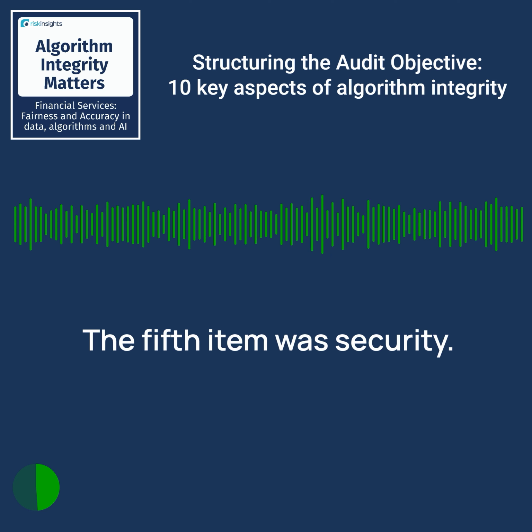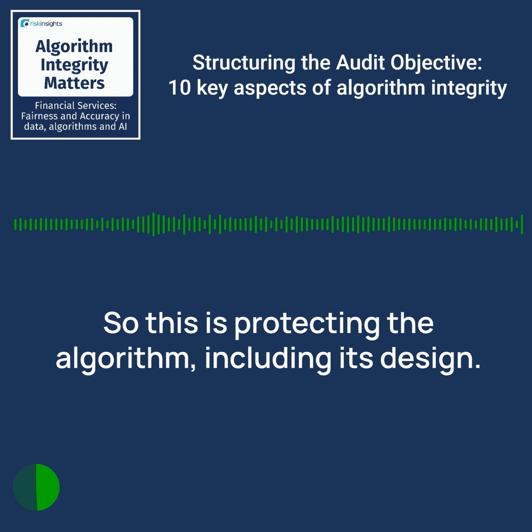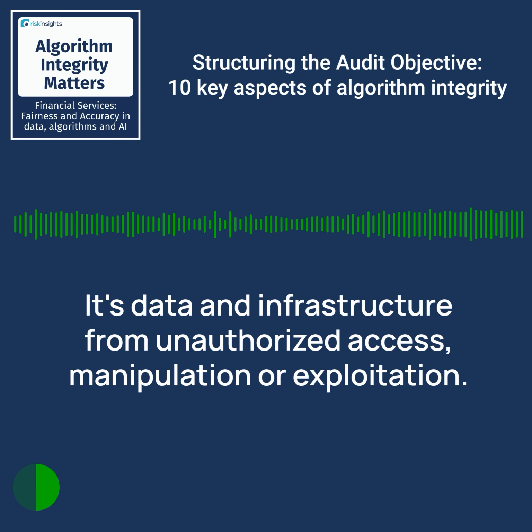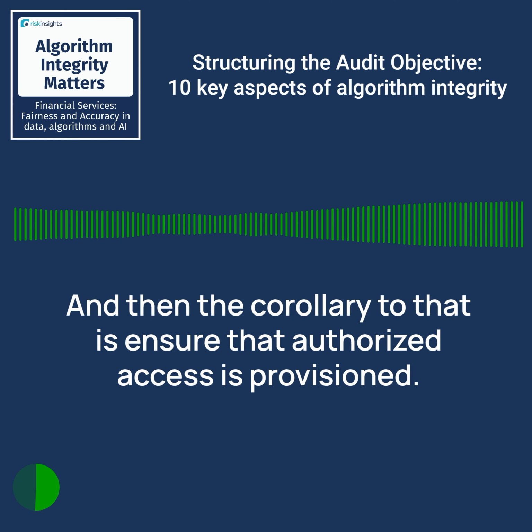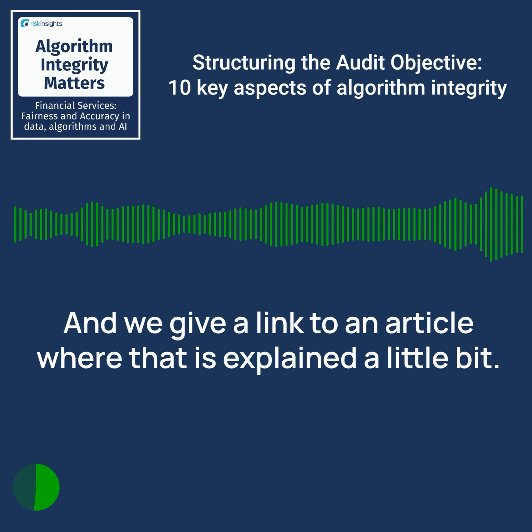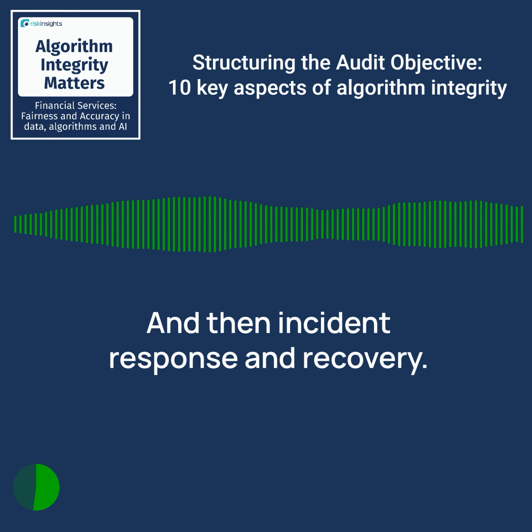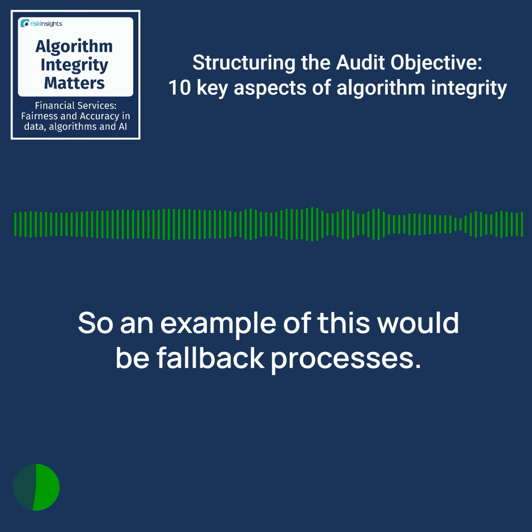The 5th item was security. So this is protecting the algorithm, including its design, its data, and infrastructure from unauthorized access, manipulation, or exploitation. And then the corollary to that is ensure that authorized access is provisioned. And we give a link to an article where that is explained a little bit. And then incident response and recovery. So an example of this would be fallback processes.